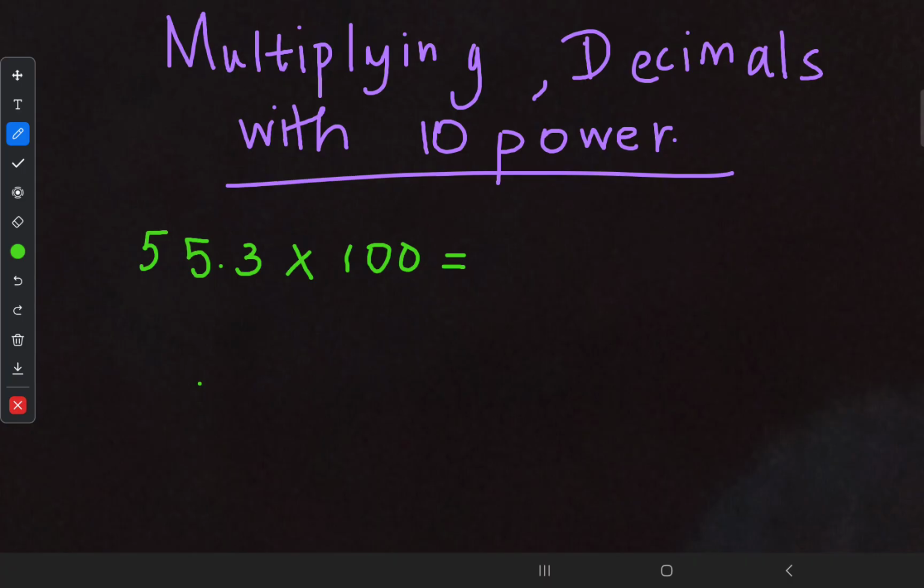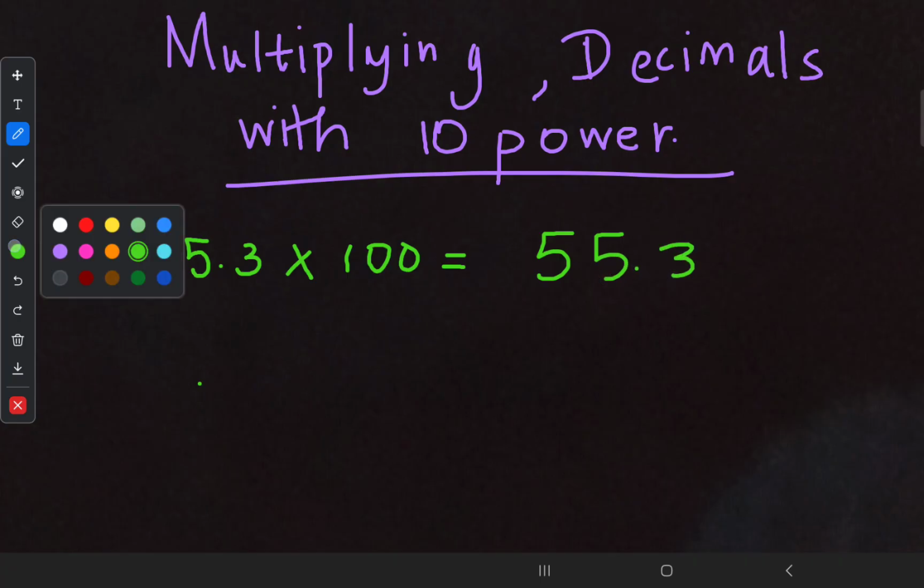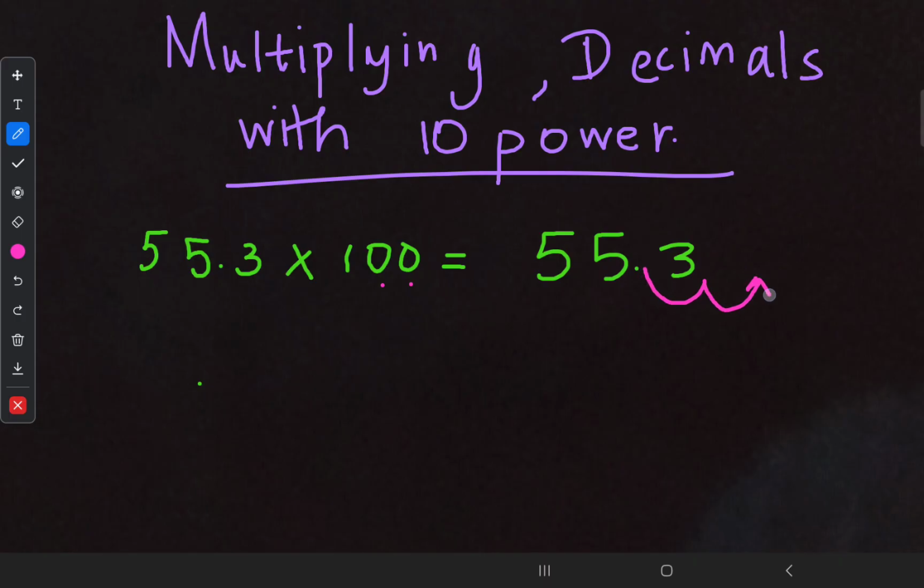Write the 55.3 as it is while multiplying with 10 powers. Here you can see there are two zero digits. So when you multiply using 10 powers, the decimal should move two digits toward its right. So it's going to be 5530. I'll repeat once more what we did here.